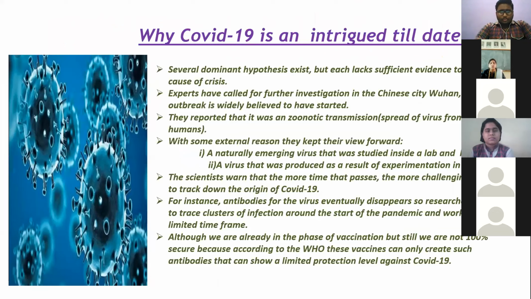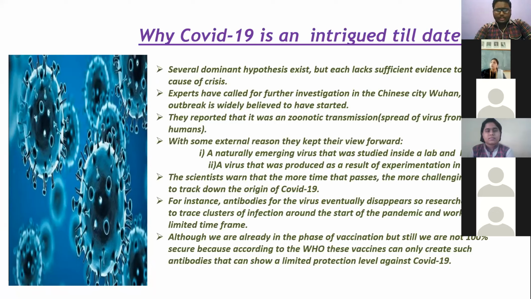Here comes the most important part. Why COVID-19 is an intrigue till date. Several dominant hypotheses exist, but there is still a lack of sufficient evidence to explain the cause of the crisis. Experts have investigated in the Chinese city Wuhan, where the outbreak is widely believed to have started. They reported that it was a zoonotic transmission, which means a spread of virus from animals to humans.